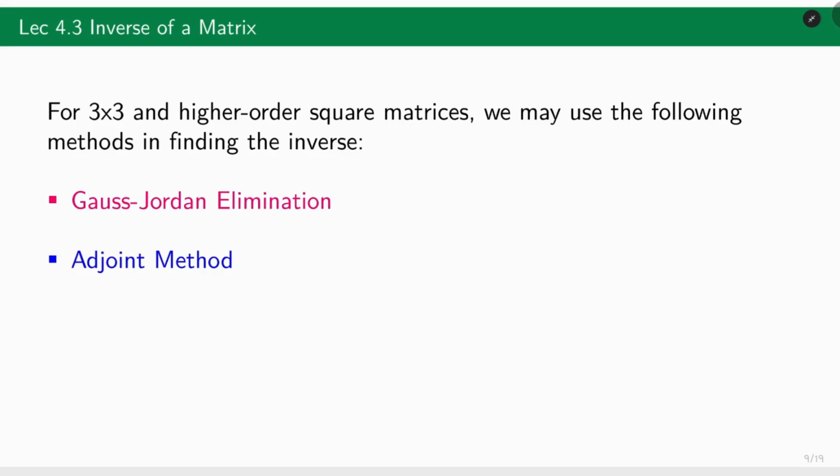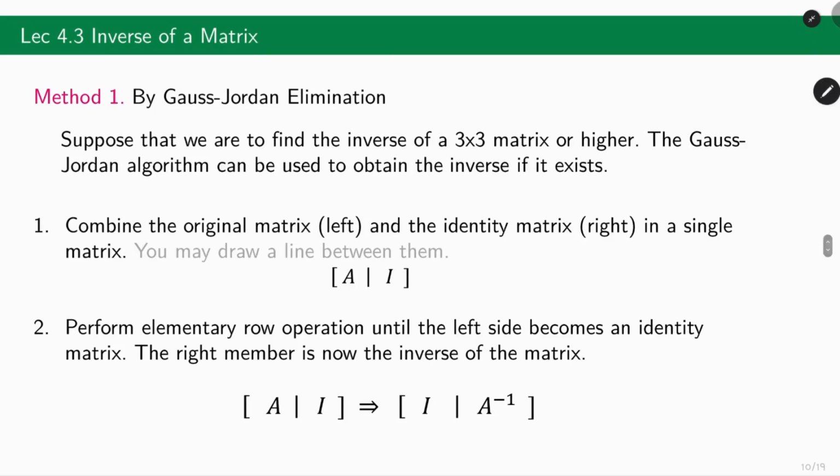For 3 by 3 and higher order square matrices, we may use the following methods in finding the inverse. First, we have the Gauss-Jordan elimination, and second, we have the adjoint method. First method, by the Gauss-Jordan elimination, just like what we did in the 2 by 2 matrix earlier. Suppose that we are to find the inverse of a 3 by 3 matrix or higher. The Gauss-Jordan algorithm can be used to obtain the inverse if it exists.